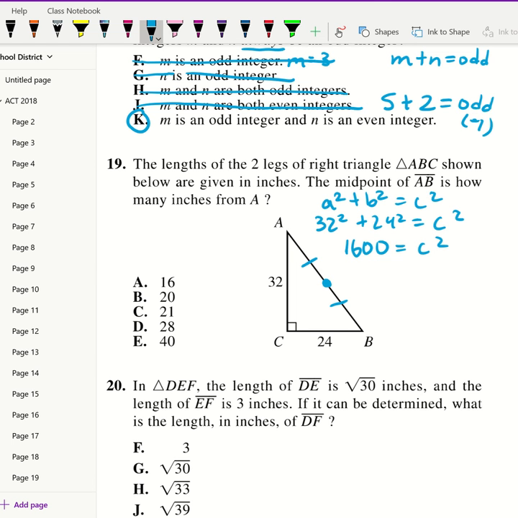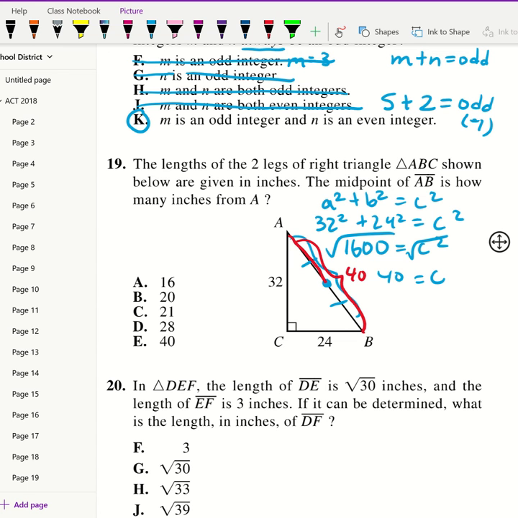When 1600 is square rooted, the hypotenuse length is 40. And this is not very nice, but they put 40 as one of the answers, knowing that people would probably use the Pythagorean theorem and find the length of AB.